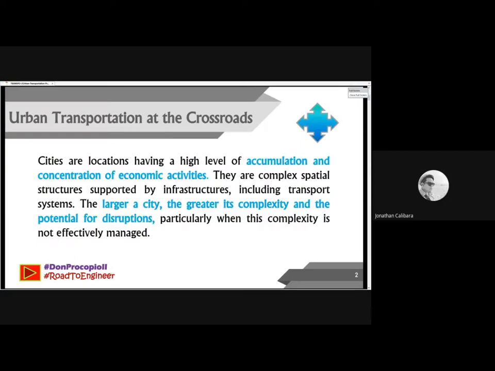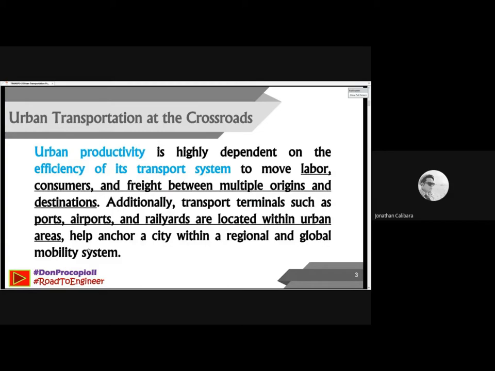On our next slide: urban productivity is highly dependent on the efficiency of its transport system to move labor, consumers, and freight between multiple origins and destinations. Yes, of course. Before, we will consider this freight, this airports. Because in this slide, you see that additionally, transport terminals such as ports, airports, rail yards are located within urban areas. It helps anchor a city within a regional and global mobility system.